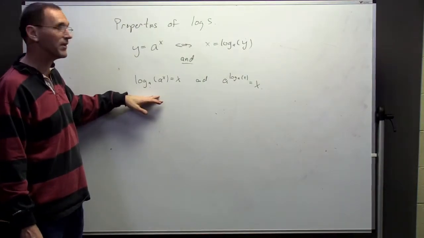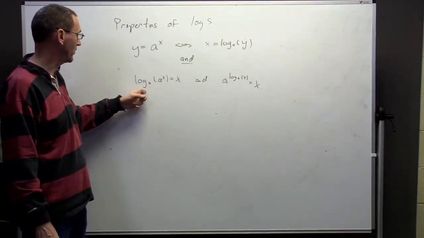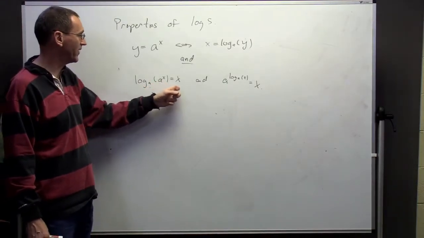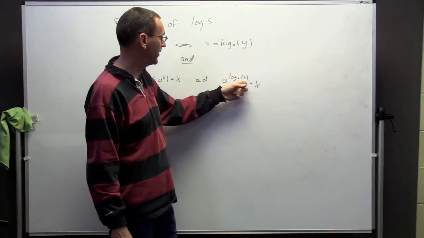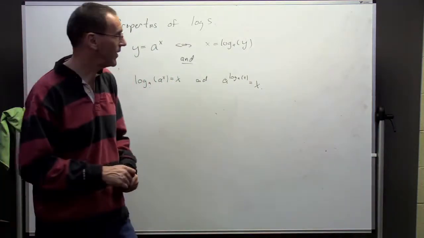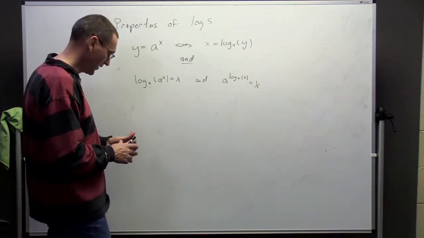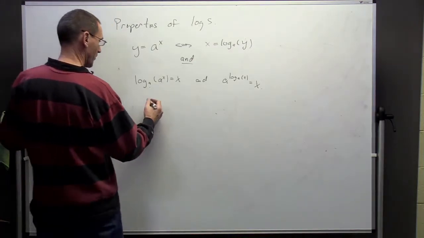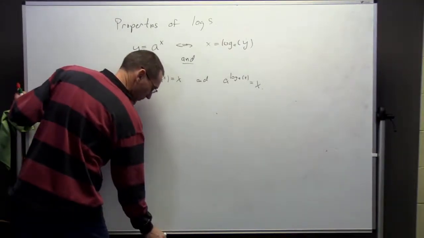Also, if we compose these functions, it just returns the original number. So log base a of a to the something gives me that same number back. Likewise, a raised to the log base a of something gives me that same number back. Okay. What we're going to do now is try to figure out if we can find some properties that these things hold. And the reason we're interested in this is we know that the exponential has nice properties.